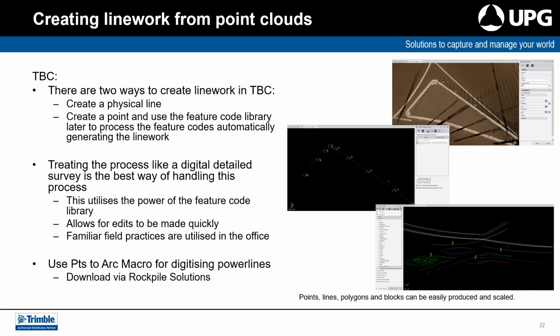This is that automated processing or workflow, where the auto drafting function is another way of looking at it, where you're extracting the point and line and symbol work and getting that data to a point where you're really just tweaking the outputs to then digitize and send on. There are some different macros that are available for processing data. You can use the points to art macro for digitizing power lines, which can be downloaded via Rockpile Solutions. They have a whole heap of other macros as well. TBC has the ANZ Toolbox as well, which can be used for different tools for processing and handling different types of data as well.